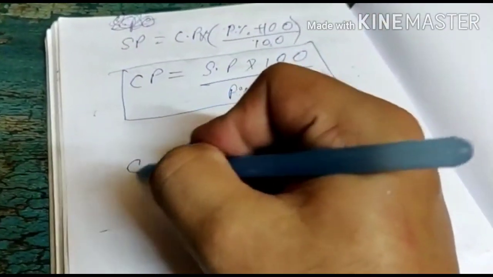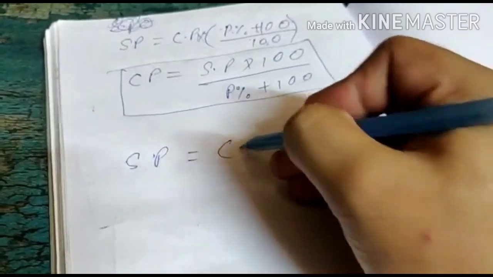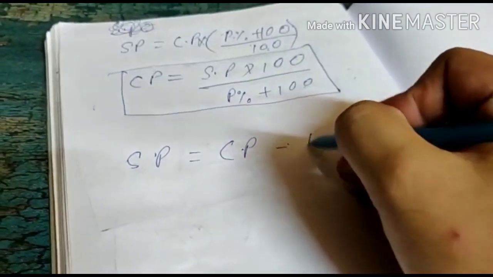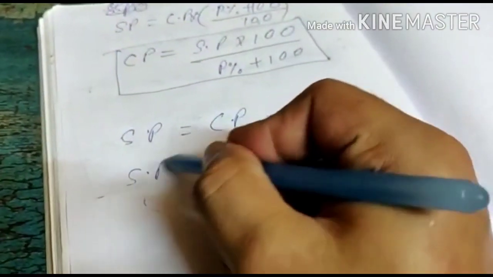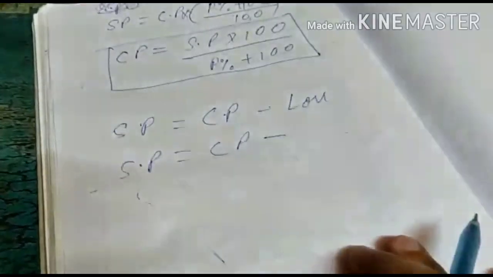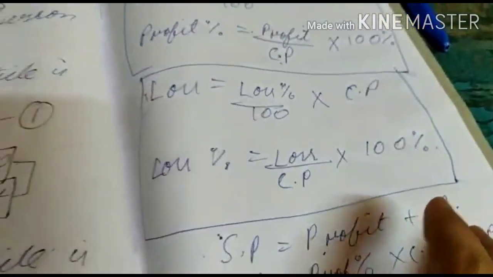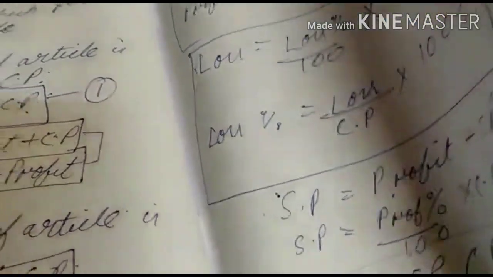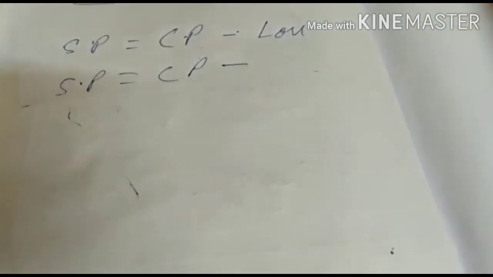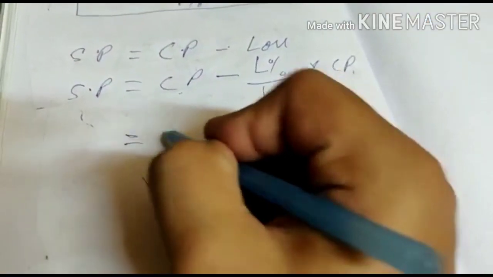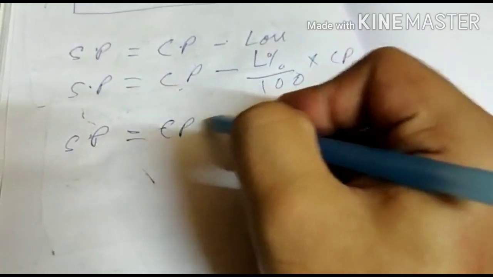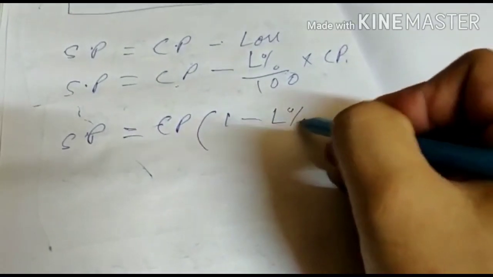Like you have also heard a formula, SP equals to CP minus loss. So SP will be equals to CP. You can write loss as loss percent upon 100 into CP. We will write the same thing here, loss percent upon 100 into CP. If you see CP is common in both the things, so SP equals to CP into 1 minus loss percent upon 100.